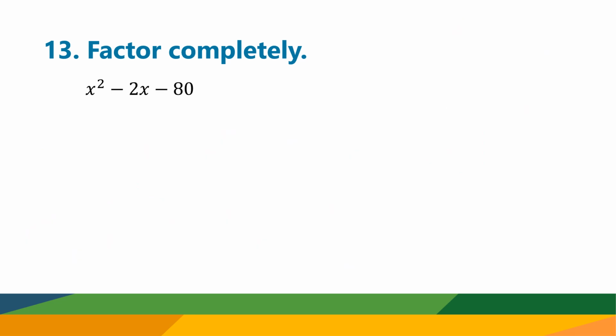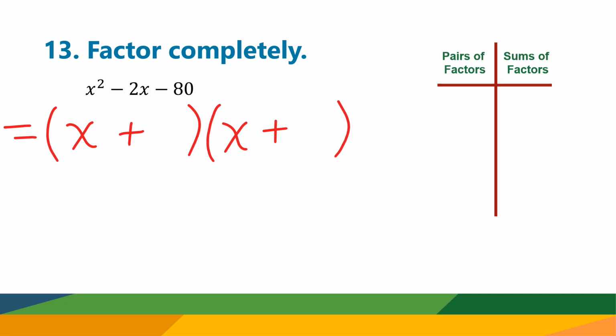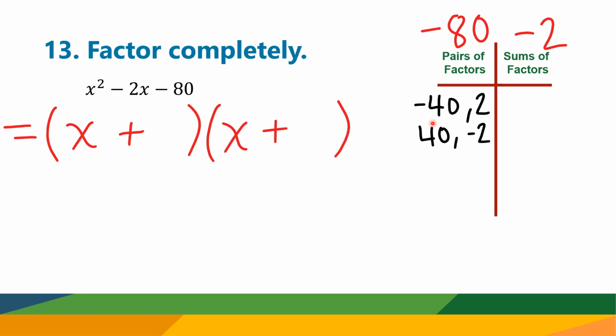X squared minus 2x minus 80. Do your template, do your table. All right, so things that multiply to give you -80 and add to give you -2. What are some things that multiply to give you -80? I was thinking -40 and 2, or you could flip it around and do +40, -2. What else? 10 and 8, right? So it's got to be negative. So we'll do -10, +8, +10, -8.